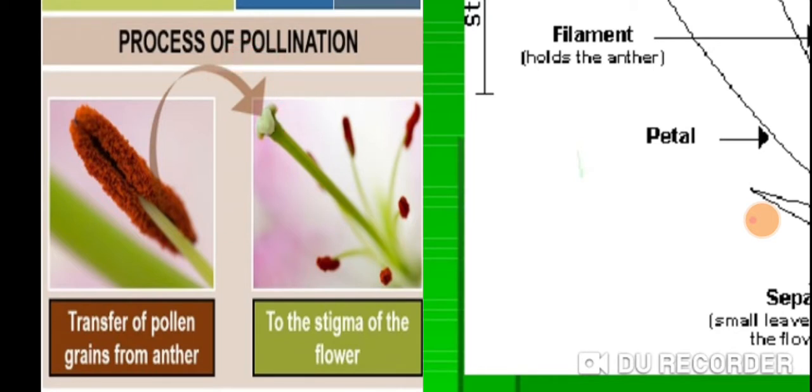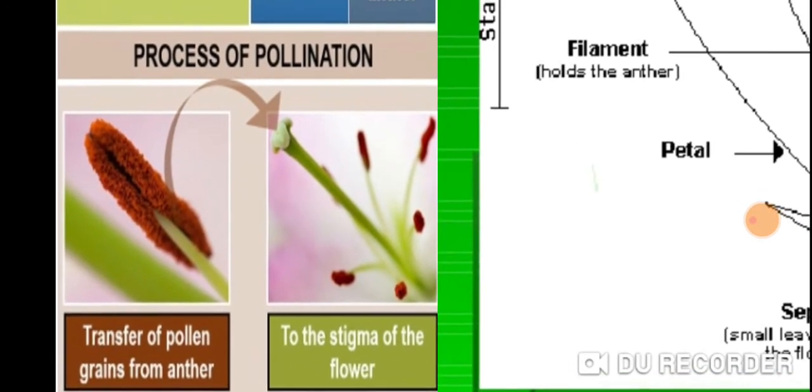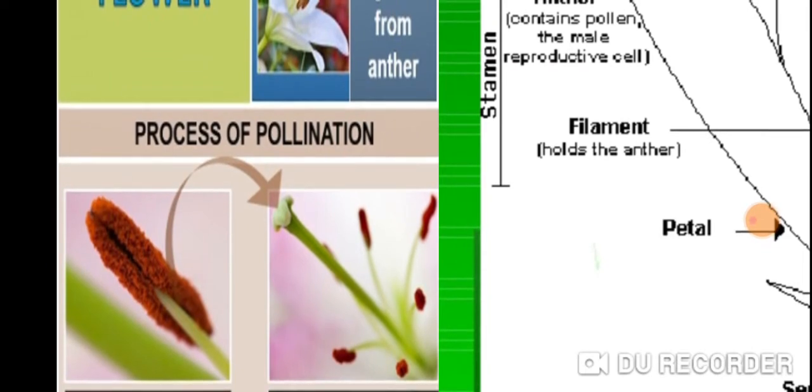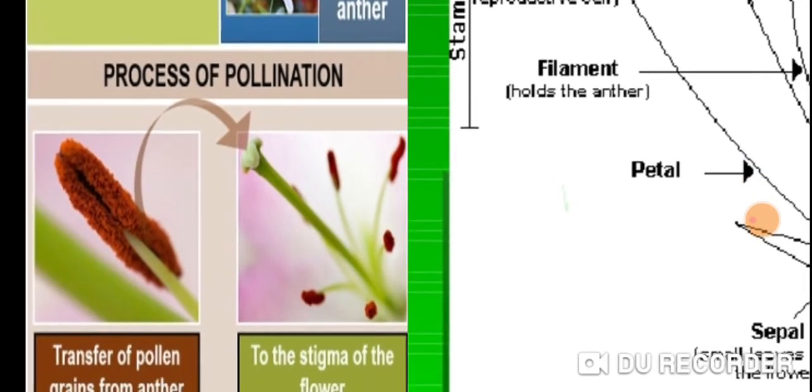So this pollination is of two types: self-pollination and cross-pollination. If the pollen grains move from anther to stigma within the same flower, it is self-pollination. If this process of pollination takes place between two different flowers of two different plants, then it is known as cross-pollination.